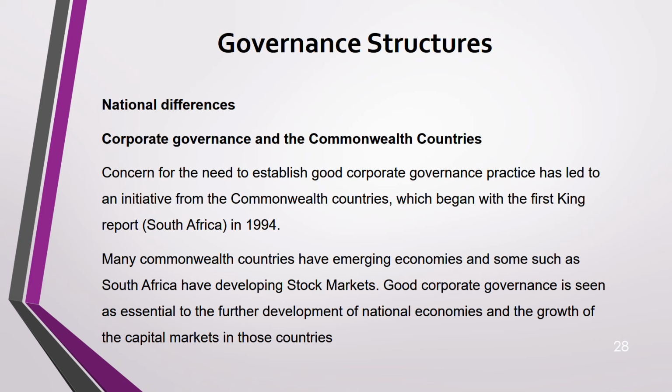In these Commonwealth countries, remember there are many emerging economies also. One such country is South Africa, because it had developing stock markets. Whenever a country has developing or developed stock markets, it's very important that corporate governance is very strong, because without that, the stock market will not operate. That's why good corporate governance was seen as essential in South Africa at that time, and why the King Report was introduced. In the King Report, all the corporate governance things are there.